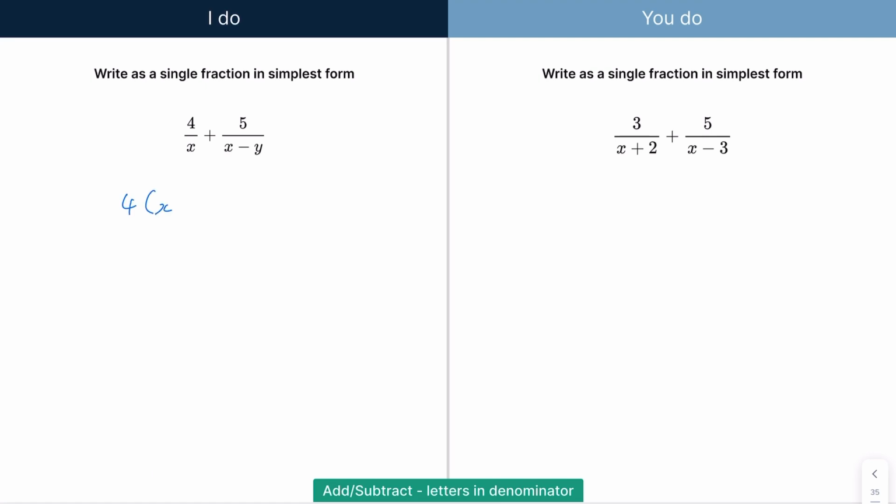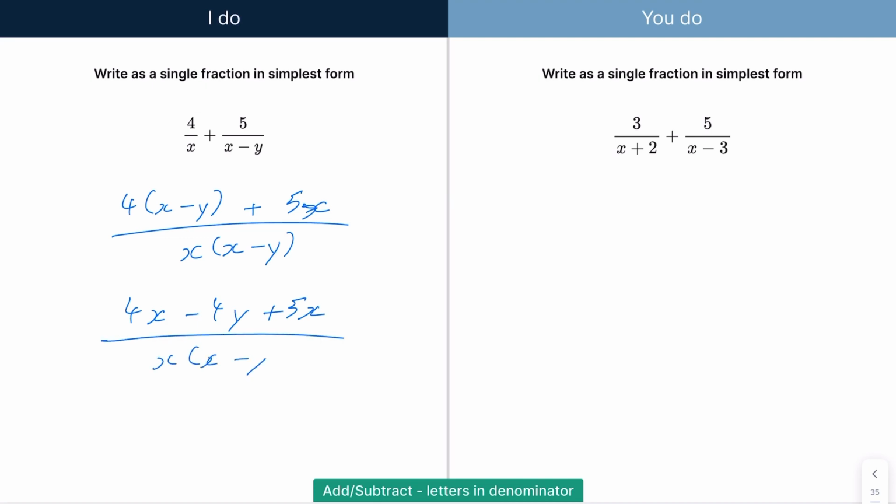So we have 4 bracket x minus y, and then we have plus 5x, and the denominators now become the same. So that's x minus y. Expand the top out because we can collect the like terms. So that gives us 9x minus 4y all over x bracket x minus y.